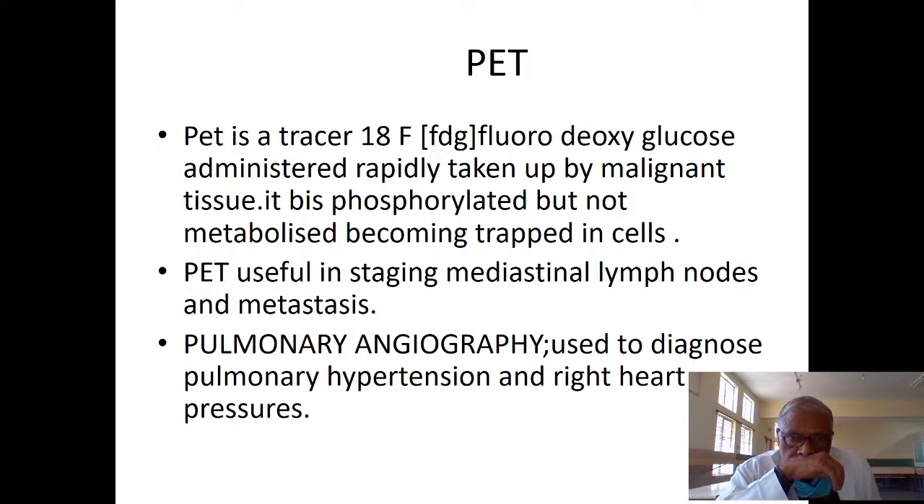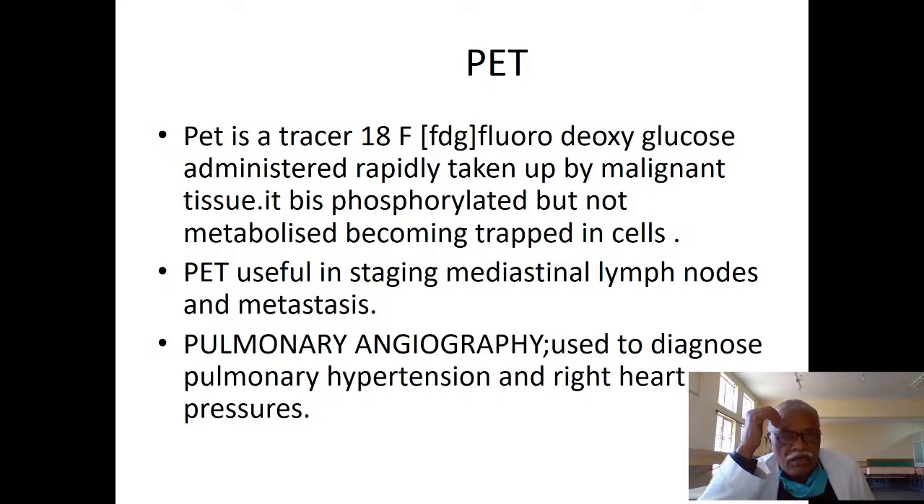Then positron emission tomography. It uses a radioactive tracer, 18F FDG, that is fluorodeoxyglucose, administered rapidly, taken up by malignant tissue. It is phosphorylated but not metabolized, becoming trapped in cells. It mostly gets deposited in malignant cells. PET is useful in staging mediastinal lymph nodes and metastasis.